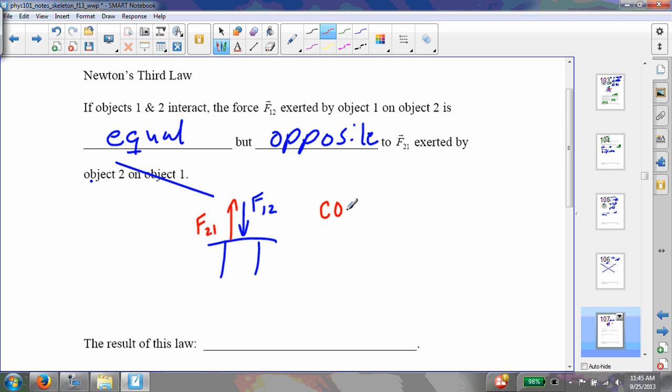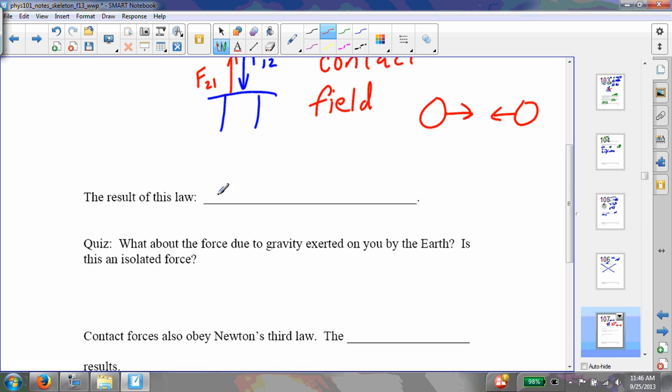This is true for contact forces, obviously. Anytime we have a contact force, we experience this law, but it's also true for field forces. And that might be less obvious, but if you remember when we drew this picture of the two masses, they had equal and opposite forces. From Newton's universal law of gravitation, those objects had equal but opposite forces. And so the result of this law is that no isolated force can exist. If I ever have one force, then I have to have a second force. And that's kind of interesting.